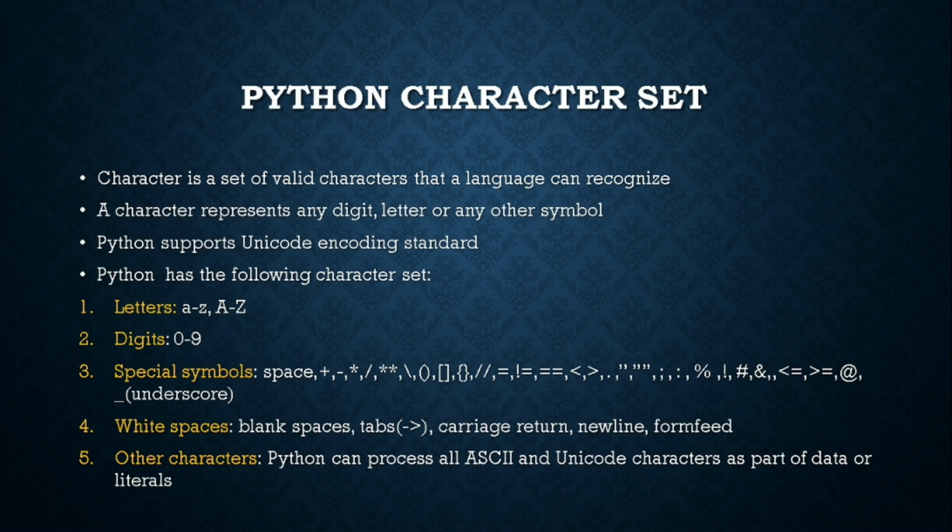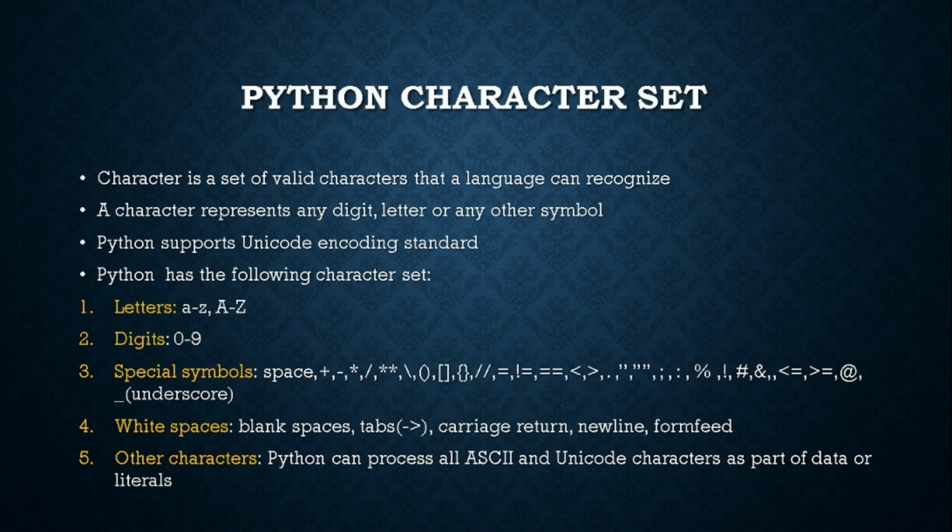Say if you write the letter A, the English language recognizes that it is the letter A. Same is the case in Python. These characters or numbers are used in order to be recognized as a language. A character represents any digit, number, or any other symbol. So in Python, a character can be any digit, a letter, or a symbol.